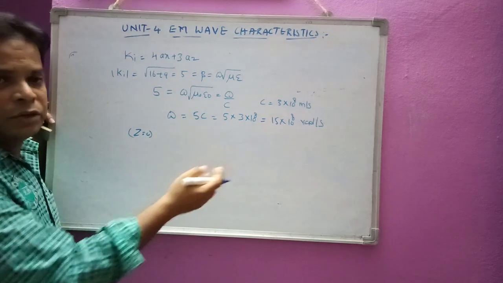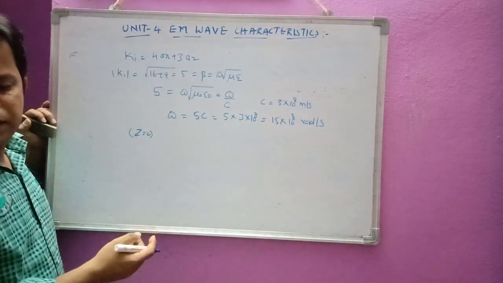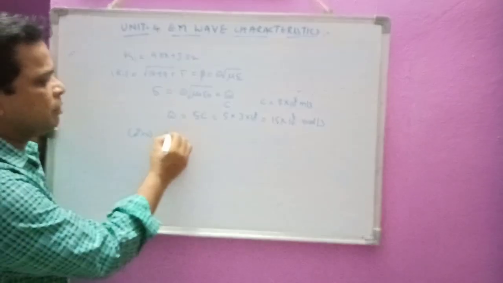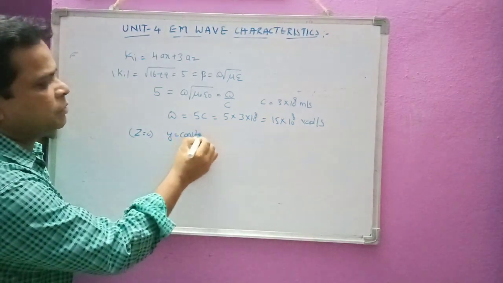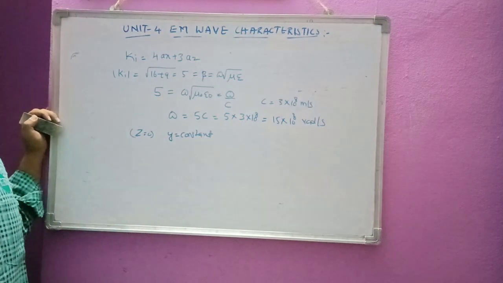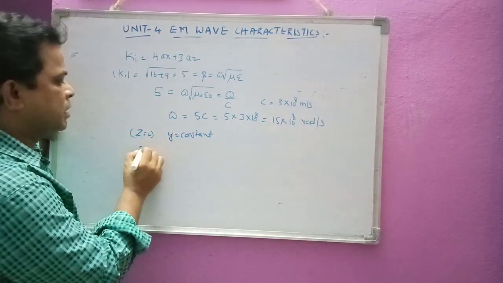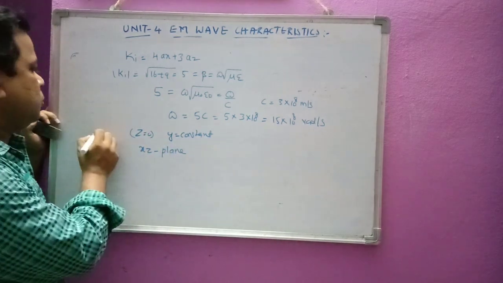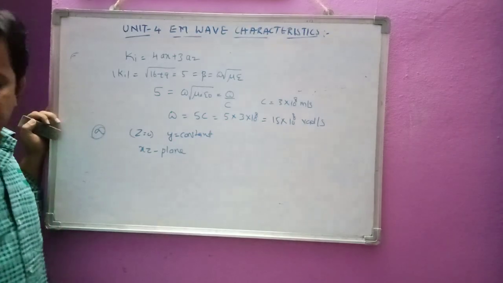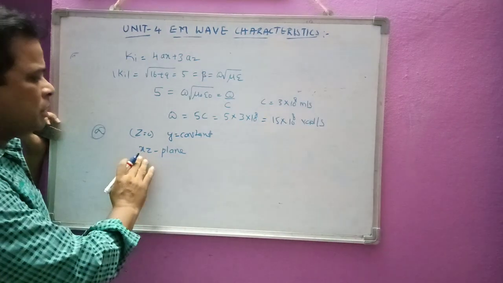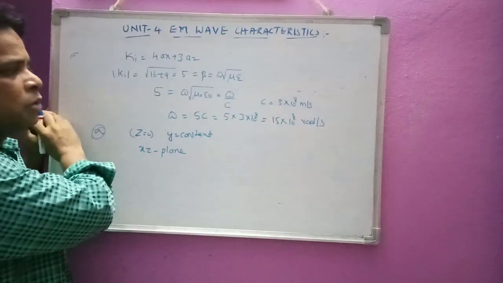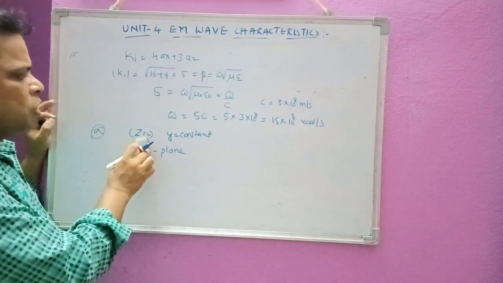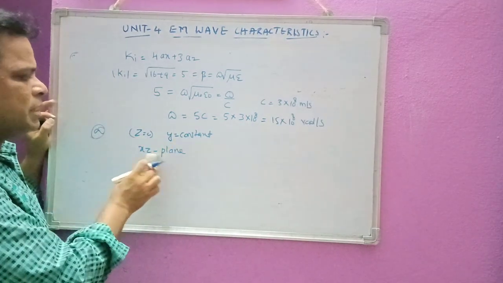As we have seen in the question, he has given 4x plus 3z. Here y is constant, and y constant means the plane of incidence is nothing but the xz plane. So the first question's answer is the xz plane. Now we will draw how this incident wave will look. It is clear that z equals 0 is the interface and y is constant, meaning the xz plane.